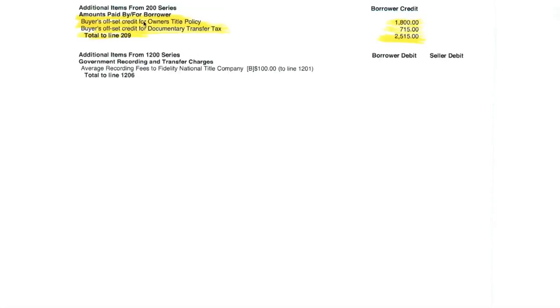One last point. We see on the last page here the addendum. This is showing the buyer's offset owner's title policy and offset for transfer taxes from the seller. This is the seller credit for these items, okay, that the buyer is being credited for.